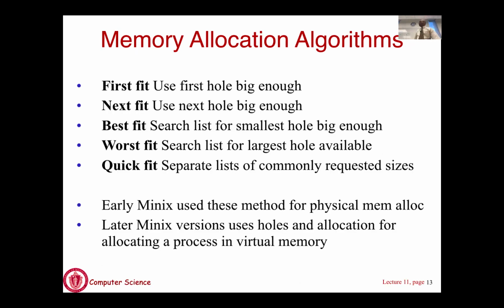Now, you will see in Minix there's still code for things like first fit and best fit and so on, that will scan through that linked list looking for a chunk that is large enough for a new segment or a new process. For early versions of Minix, this was done for physical memory. Now you still have to do this for virtual memory, to allocate memory to a new process.